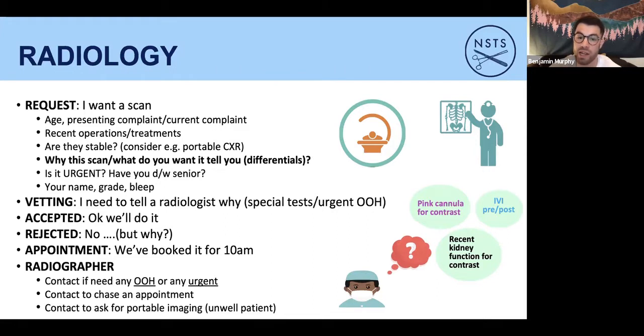Often if they're borderline, the radiologist will advise doing an IV bolus, pre and post contrast. So a 500 ml bag before and after, if their heart's okay.